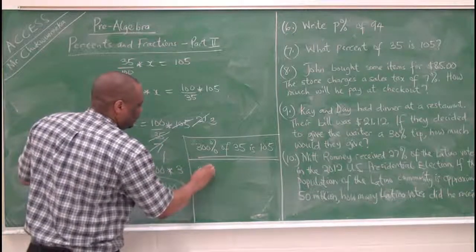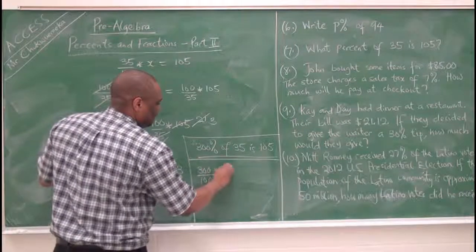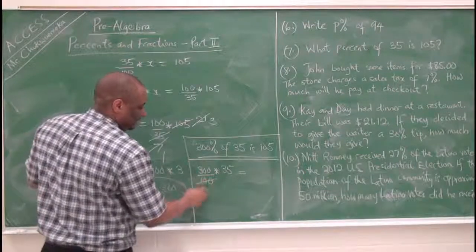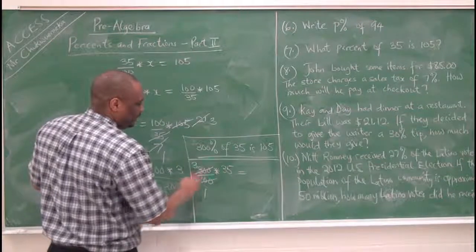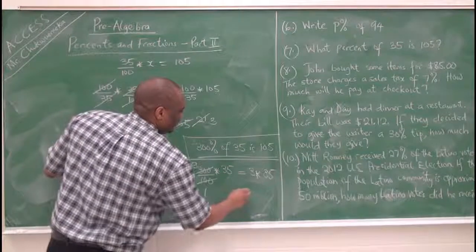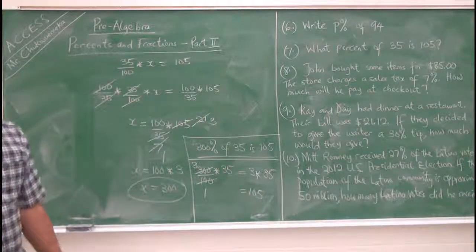300% will give us 300 over 100 of, which means times 35. So let's see what it is. 100 can divide 100, it gives you 1. 100 divide 300 gives you 3. So this is 3 times 35. And that will give you 105. And that's the way you check it.